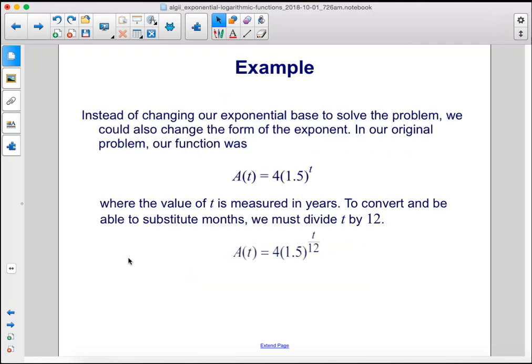Instead of changing our exponential base to solve the problem, we could also change the form of the exponent. In our original problem, our function was A of t equals 4 times 1.5 to the t, where the value of t is measured in years. To convert and be able to substitute months, we must divide t by 12. So A of t equals 4 times 1.5 to the t over 12 power.